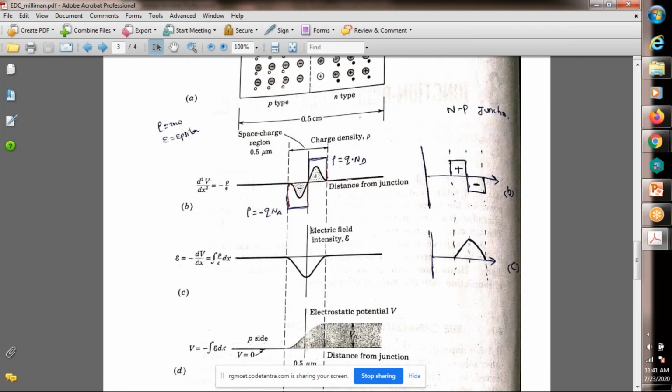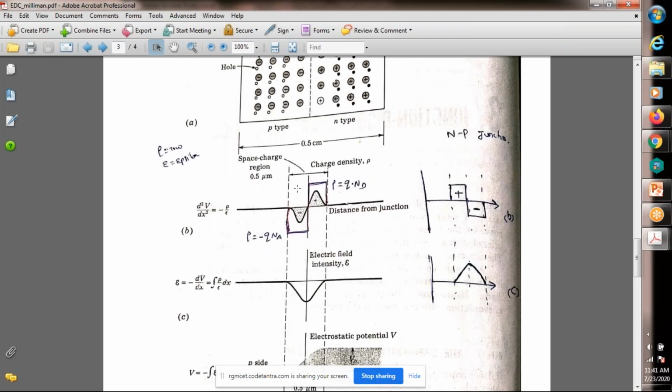Now consider the second one, the electric field. Once you know the charge density, the electric field is obtained by integration of d²V/dx² equal to minus rho by epsilon. Integration of this square wave will give us a ramp signal. This is the negative going ramp signal, then it comes down again, going from negative to 0, and anyway below the 0 axis. That will give us the electric field intensity.